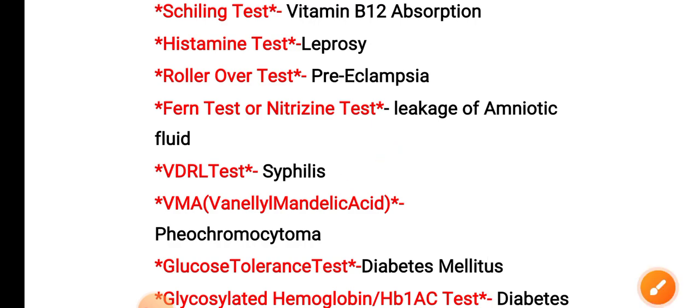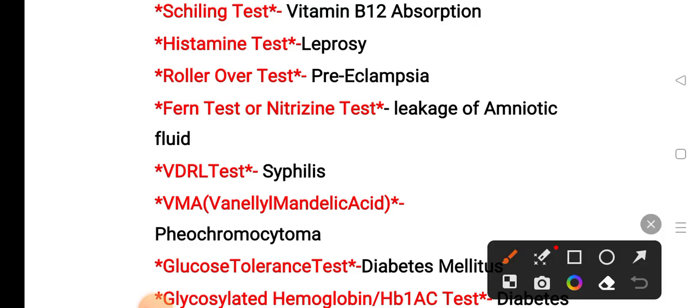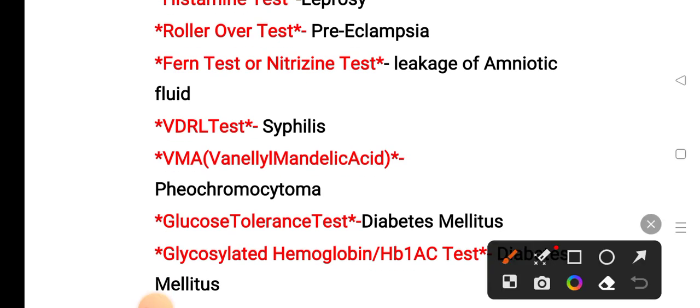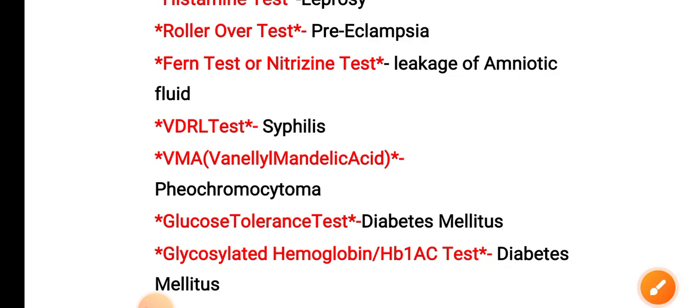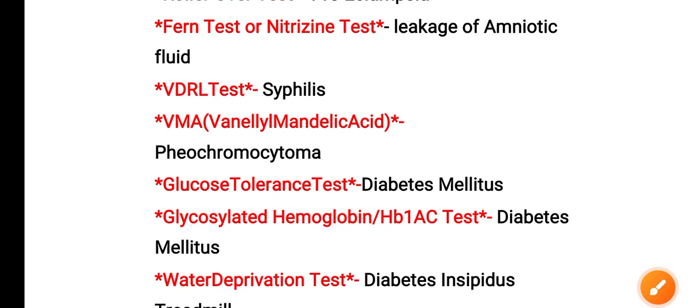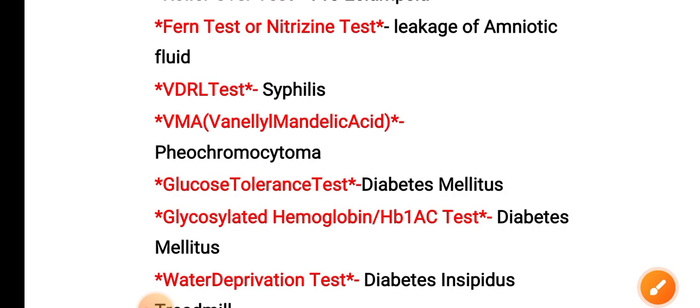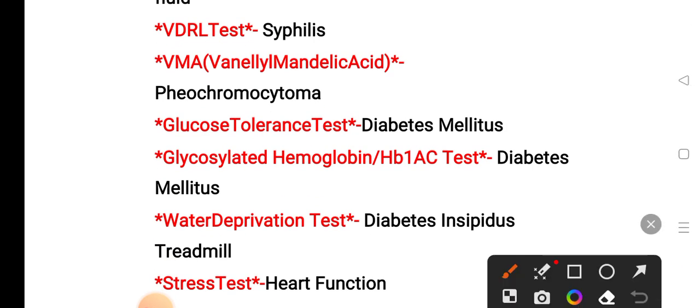VMA, vanillylmandelic acid, is done for pheochromocytoma. Glucose test is done for diabetes mellitus. Glycosylated hemoglobin or HbA1c is done for diabetes mellitus. Water deprivation test is for diabetes insipidus.